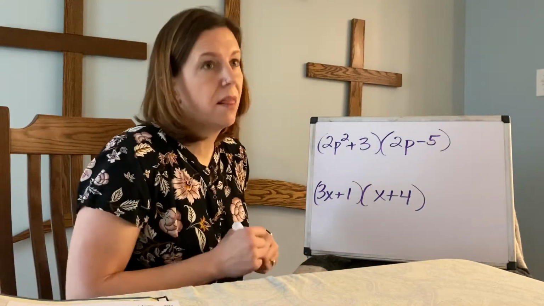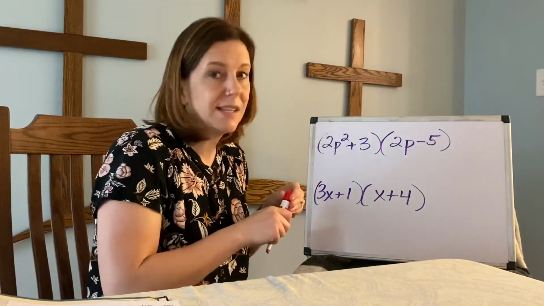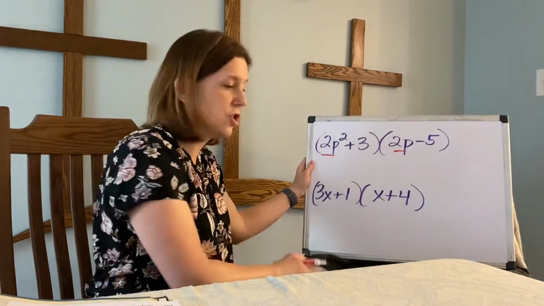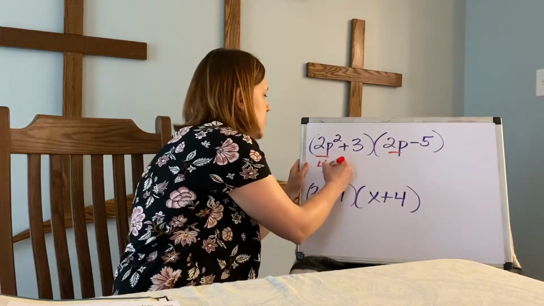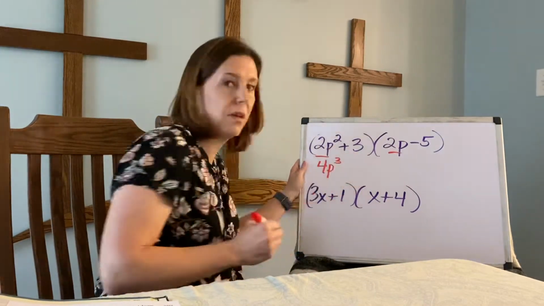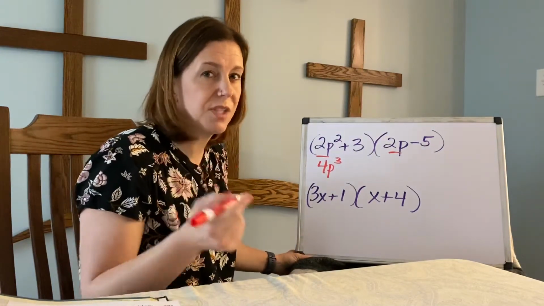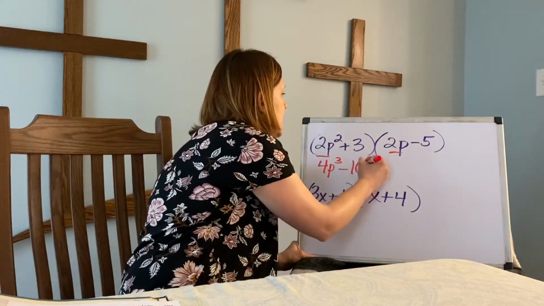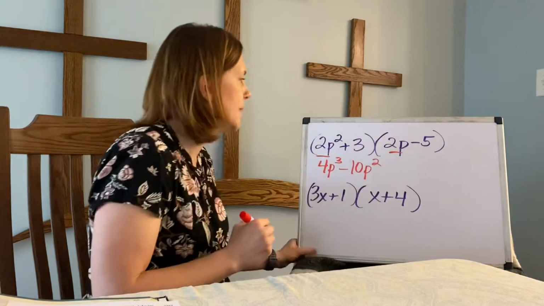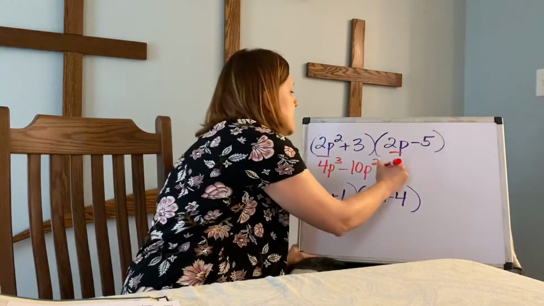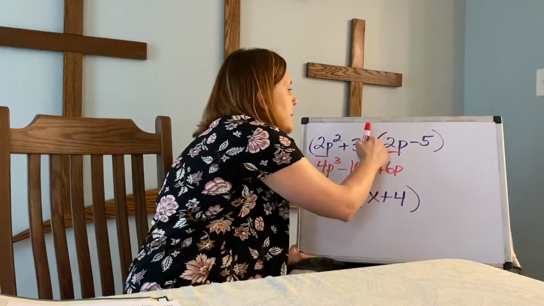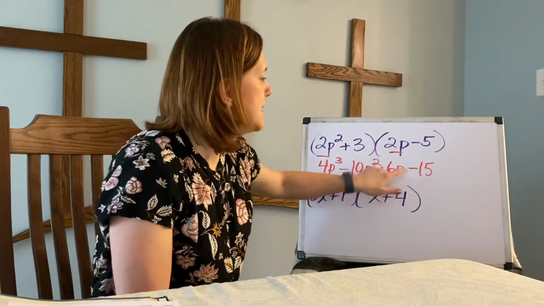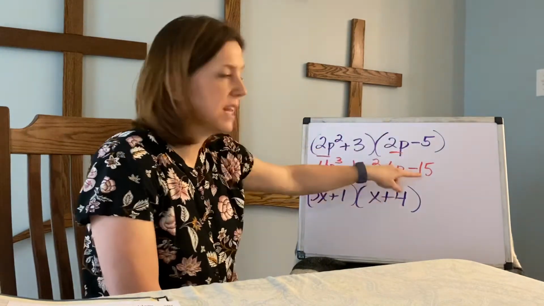Okay, I'm going to talk through these using the FOIL method. First, outside, inside, last. So if I look at this, my first terms in each of those quantities, if I multiply those together, I get 4p cubed. I always have to remember my power rules. That's why chapter 7 was so important. My outsides give me negative 10p squared. My insides, 6p, and my lasts give me negative 15. First, outside, inside, last. 2 times 2 is going to give me 4 terms.